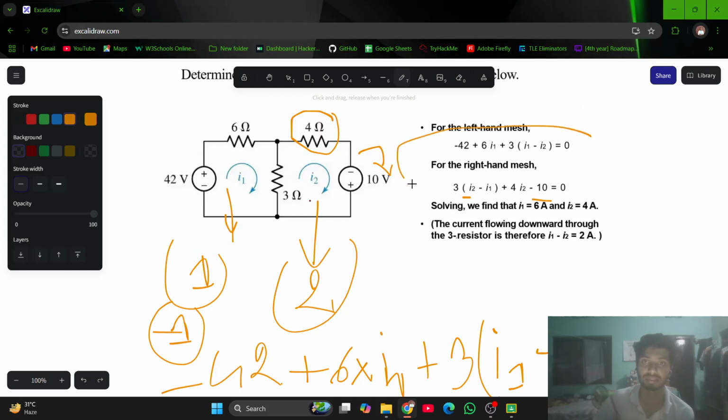After getting the equations, by using a calculator we can easily solve them, and by that we can easily get our desired result. I1 is 6 and I2 is 4. That's all.